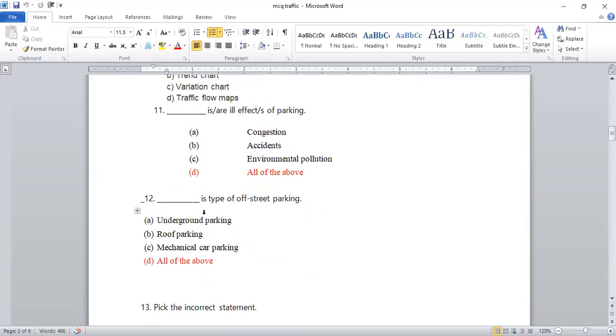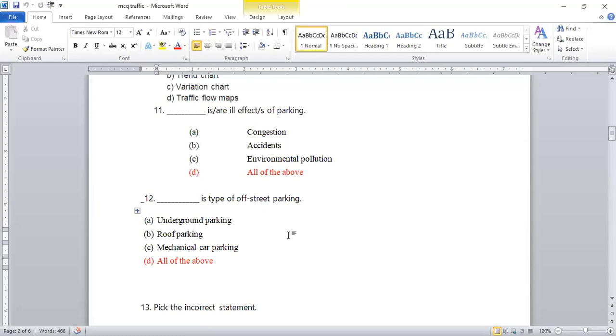Next one: dash dash is the type of off-street parking. First option underground parking, roof parking. Third one is the mechanical car parking, and last one is all of the above. So which one is the correct answer? Off-street parking, what does it mean? Off-street parking is nothing but the parking which is away from the road. And that parking can be underground parking, roof parking, or mechanical car parking. So option number D is the correct option.